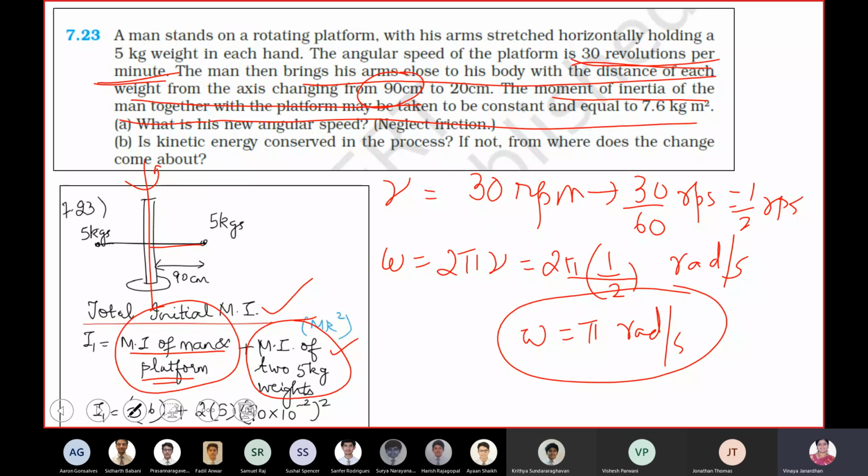So the moment of inertia of the 5 kilogram weights will be m r squared. What is m? M is the mass of the weights he is carrying, that is 5 kilograms. Both his hands on both sides, we have to take the moment of inertia of both the weights. So 2 into mass, which is 5, into how far are these weights from the axis of rotation? 90 centimeters.